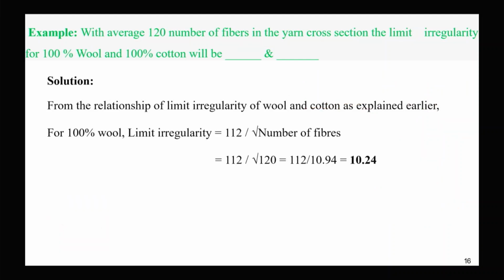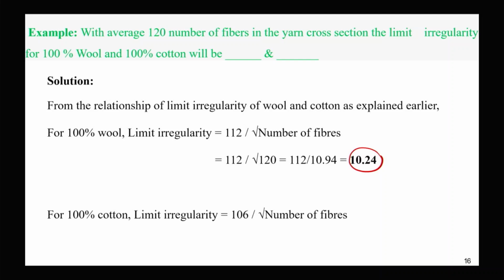So you see that this has become 10.6 for wool and 9.68 for cotton. Now if we use a finer wool fiber, for the same yarn linear density the number of fibers will increase. Accordingly the limit irregularity will reduce.